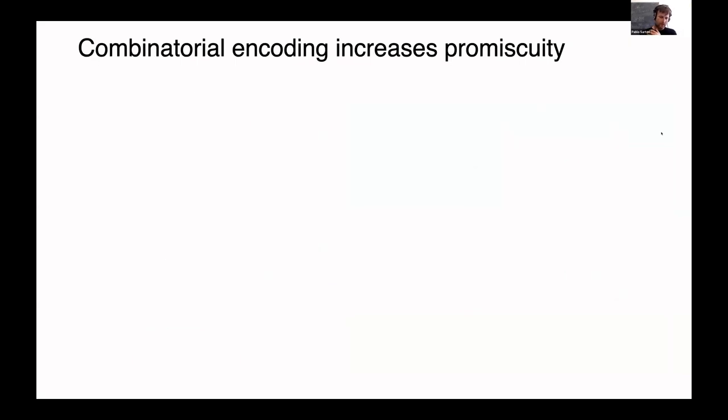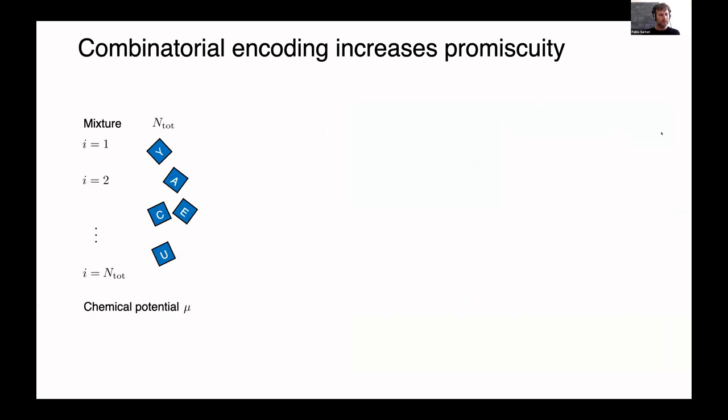We're gonna devise a very simple setup, okay? And with this simple setup, I want to convince you that when you try to do combinatorial encoding of, for example, names of writers using letters, this will result in an enhanced promiscuity of the components. Okay, so first let's see what this setup is. So we consider a mixture of components with n-tot components, which can be the letters of the alphabet, but of course can be something bigger or smaller. For simplicity, we're going to fix all of these components at the same chemical potential mu.